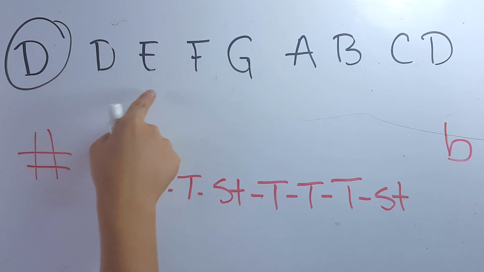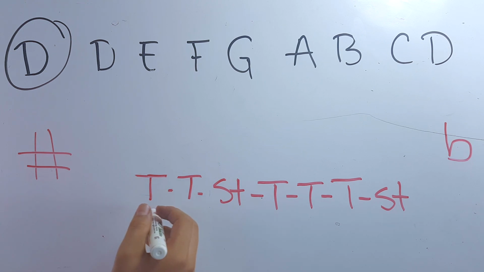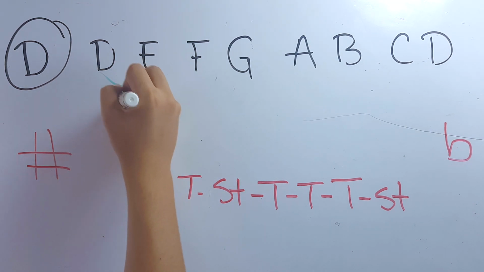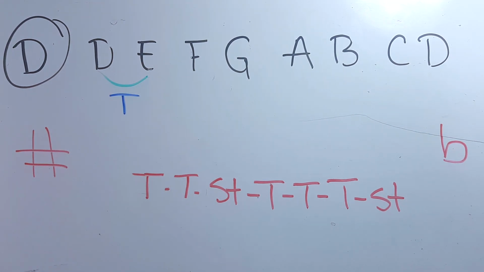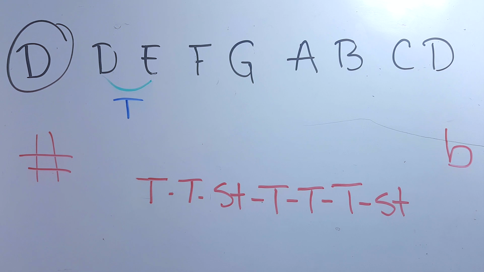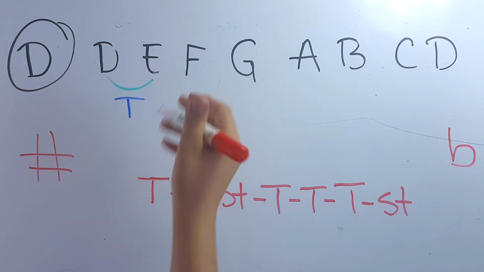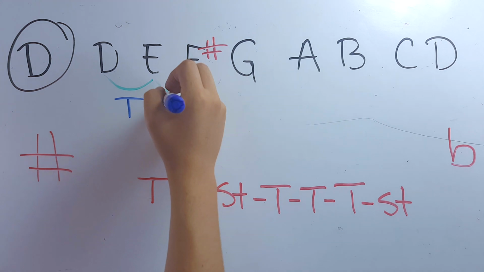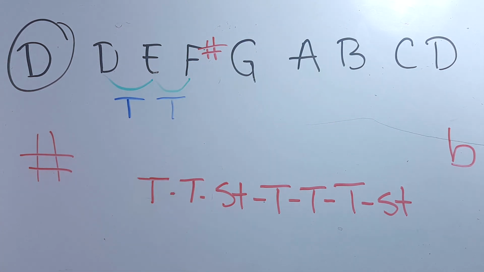From D to E, we have a tone according to the chromatic scale, and the formula wants us a tone. From E to F, there's a half a tone according to the chromatic scale, and the formula wants us a tone. So, we have to use an alteration. The alteration that we can use is a sharp, because a sharp moves you a half a step forward. And now, there is a tone like the formula wants.